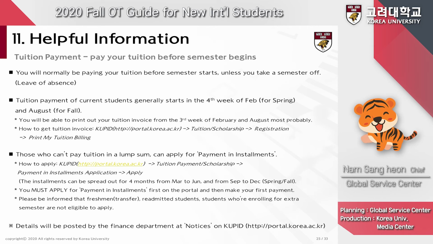As you know already, you must pay your tuition before the semester begins. Tuition payment for current students, not newly admitted students, generally starts in the 4th week of February for spring semester and in August for fall semester. Those who cannot pay their tuition in a lump sum can apply for payment in installments for the next semester. Payment in installments are spread out over 4 months from March to June for spring semester and from September to December for fall semester.